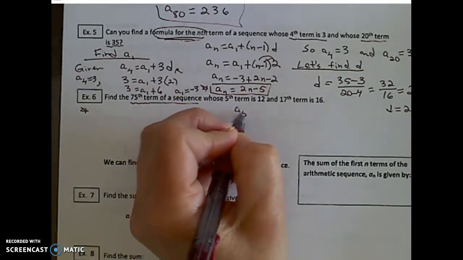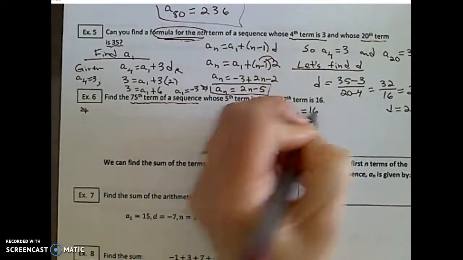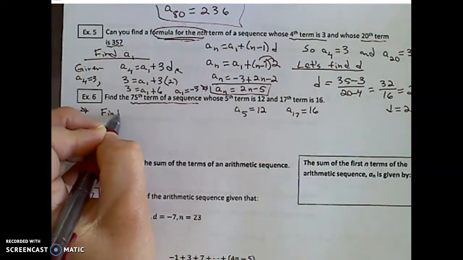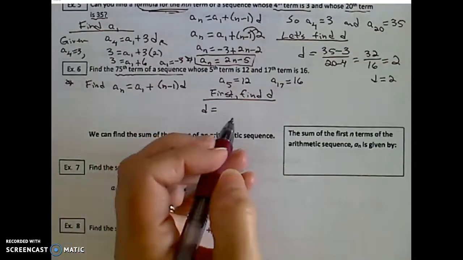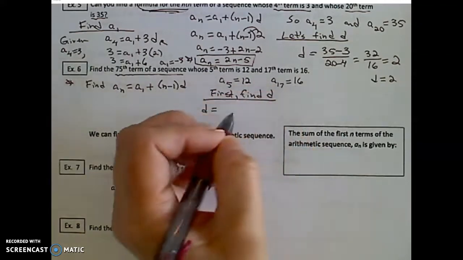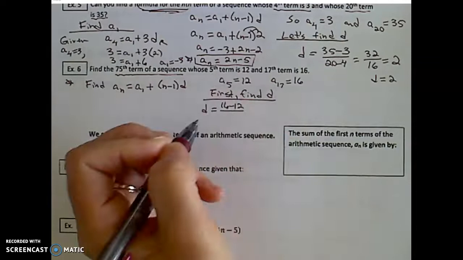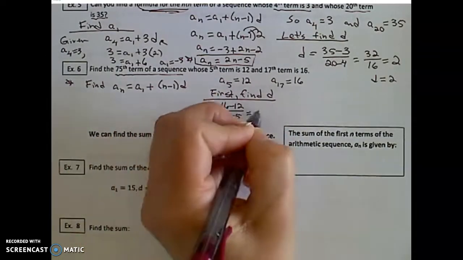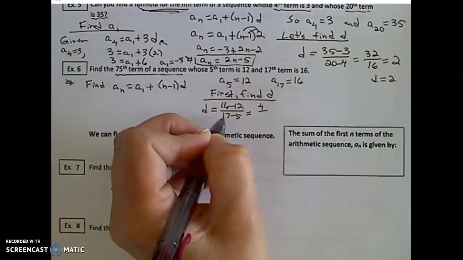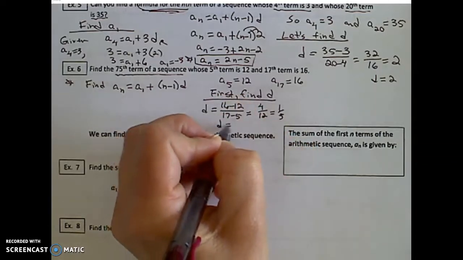So the 5th term is 12, the 17th term is 16, and first I'm going to find a formula for the nth term. Can you start to plug into that formula? Okay, first we can find that common difference. The difference between all of those given terms is 16 minus 12. How many differences would that be between the 17th and the 5th term? Gives me 4 over 12, gives me a common difference of 1/3.